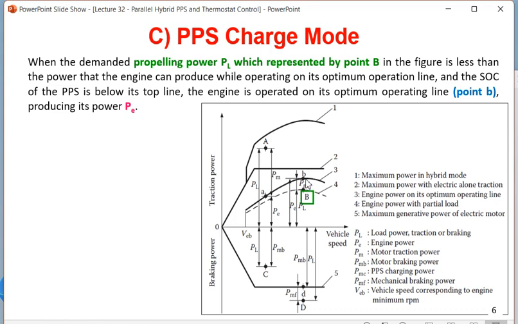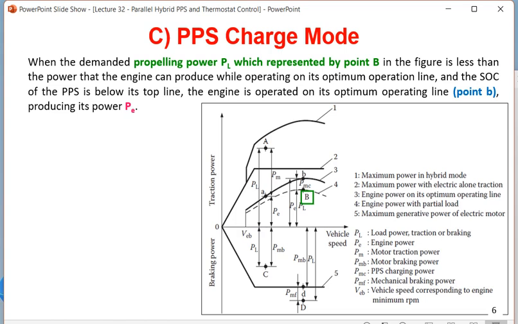The question can be asked: if the vehicle requires power PL, why is the engine producing a higher power, that is PL plus PMC? Because the engine knows that in the previous mode B, it was hybrid driving, and also in mode A, the motor was driving the vehicle at less than VEB speed. So at starting as well as in hybrid driving, we have lost quite a lot of power from the PPS. In the first two modes, A and B, a lot of power was drawn from the PPS source. Now that has to be compensated.